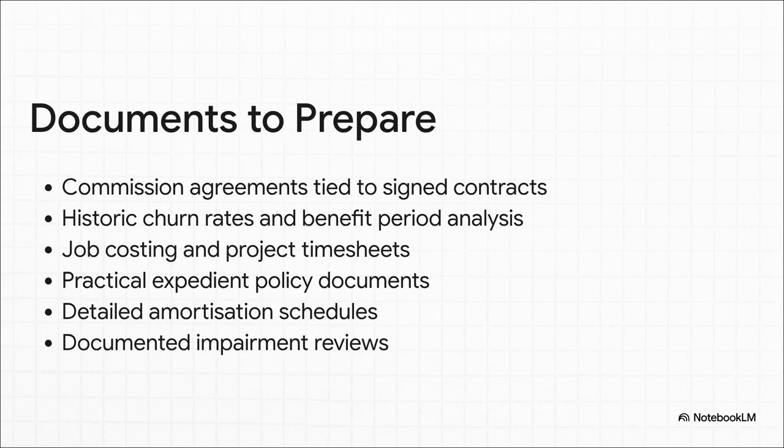To prove a cost is incremental, they're going to want to see the actual commission plans tied strictly to signed contracts, not just broad-based salary allocations. To justify your amortization timeline, they want to see your historic churn rate data and your benefit period analysis. They will ask for job costing or timesheets for fulfillment costs, formal policy memos for your practical expedient elections, and heavily documented impairment reviews proving that you actually checked the health of your contract portfolio at period end.